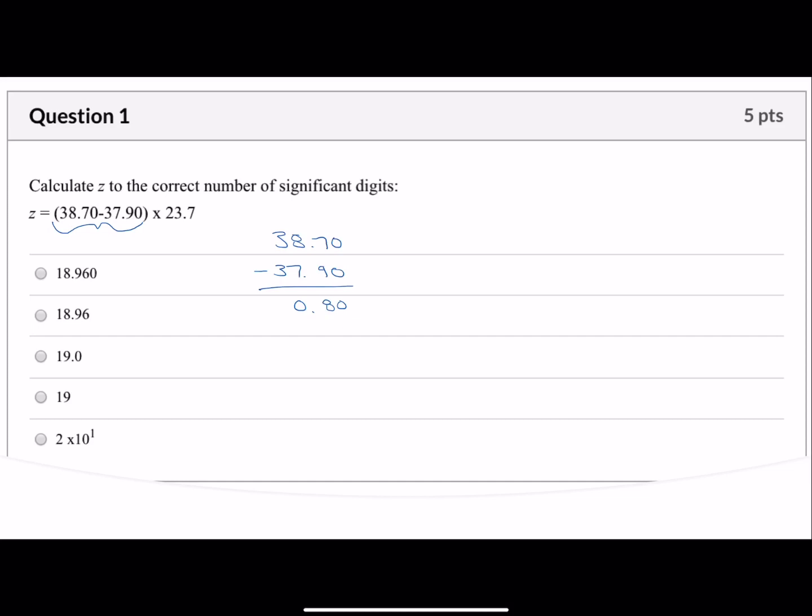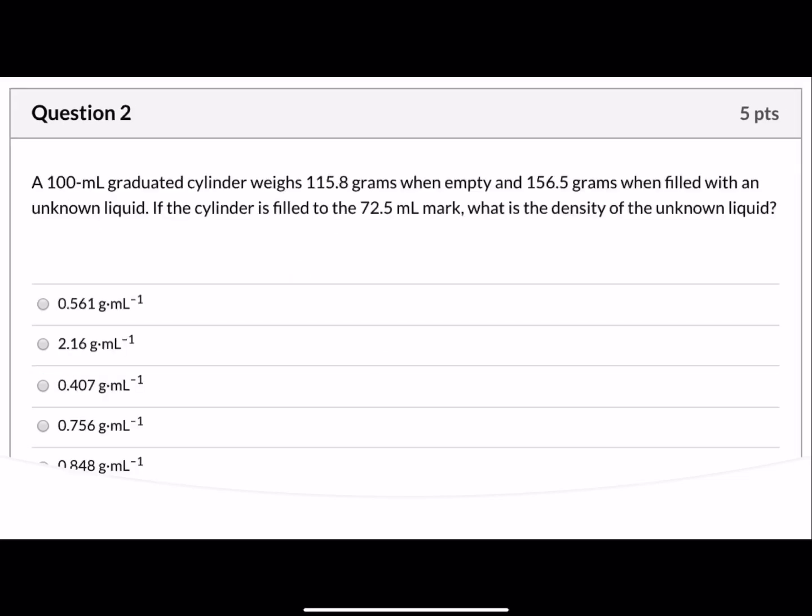So then when I insert this number into the equation, z is equal to 0.80 multiplied by 23.7, my final answer should only have two sig figs because I only have two sig figs in this number here. So when I multiply that out, I end up with 19. So if I round that, I end up with 19. And again, two significant figures. So let's move on from there.